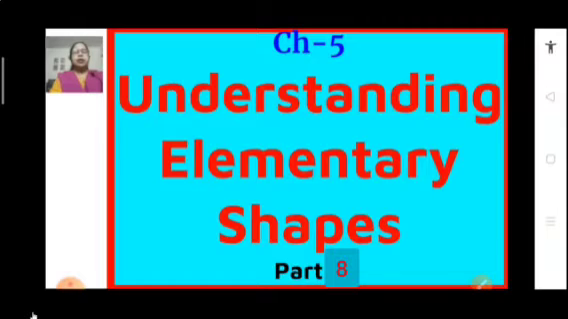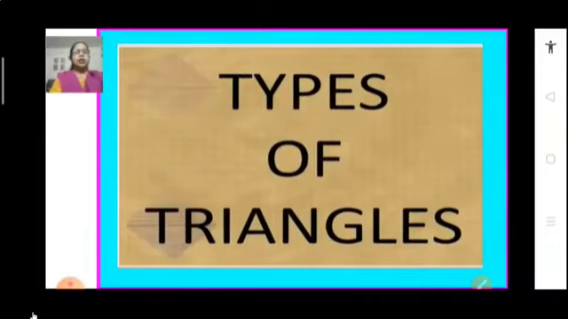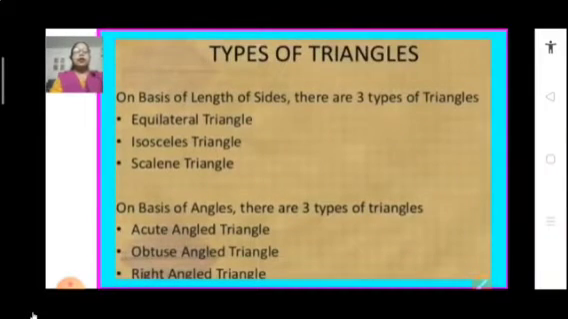In today's session, we will learn about the classification of triangles based on their sides and angles, and about the quadrilaterals, polygons and three-dimensional shapes. So let's see what are the different types of triangles based on their sides and based on their angles. Children, on the basis of length of the sides, there are three types of triangles. They are equilateral triangle, isosceles triangle and scalene triangle. And on the basis of their angles, there are three types of triangles. They are acute angle triangle, obtuse angle triangle and right angle triangle.